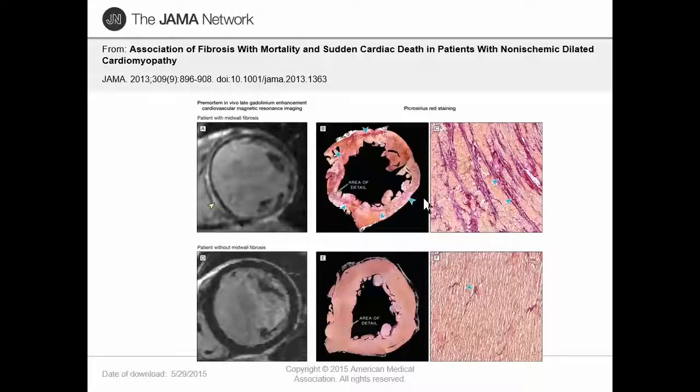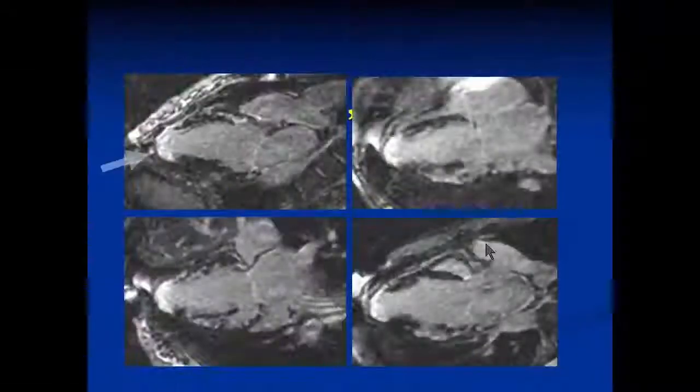Yes. More recently, they updated this database and follow-up of these patients, showing that if the pattern of delayed enhancement is mid-wall like this, it's particularly troublesome, and the chances of sudden cardiac death and heart failure are much greater.